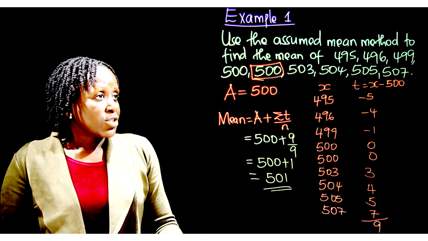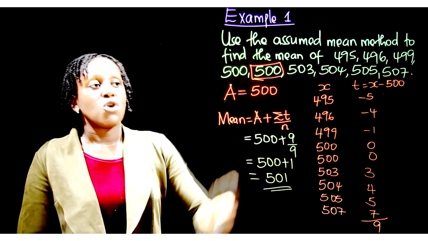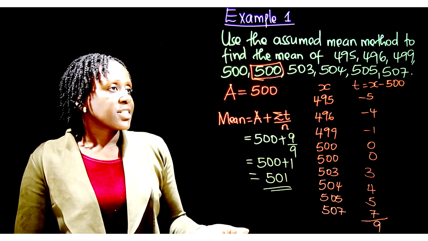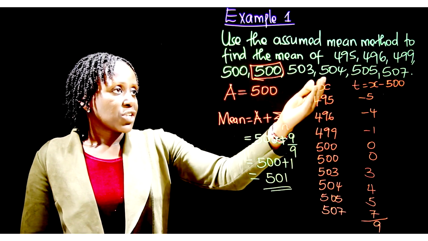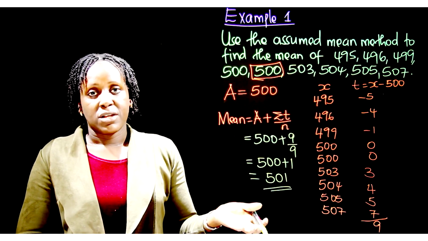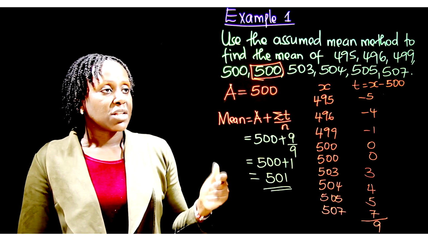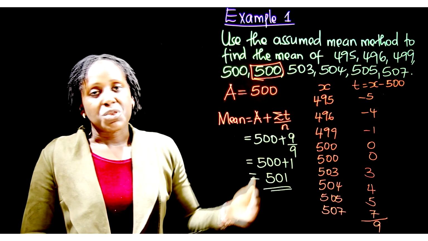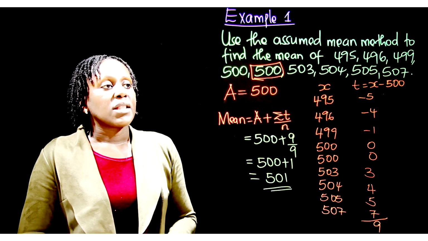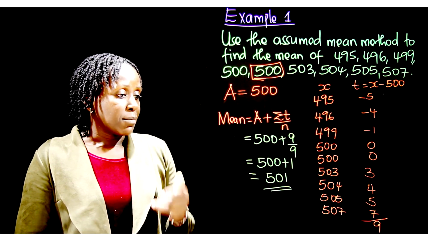You could be asking yourself, what if you chose a different value for the assumed mean? Let's say, for instance, 502. Would it still give you the correct answer? So the answer is yes. It doesn't matter which assumed mean you choose, as long as it is within the values. Choose the one that makes your calculations easier, and the best one is the one in the middle.